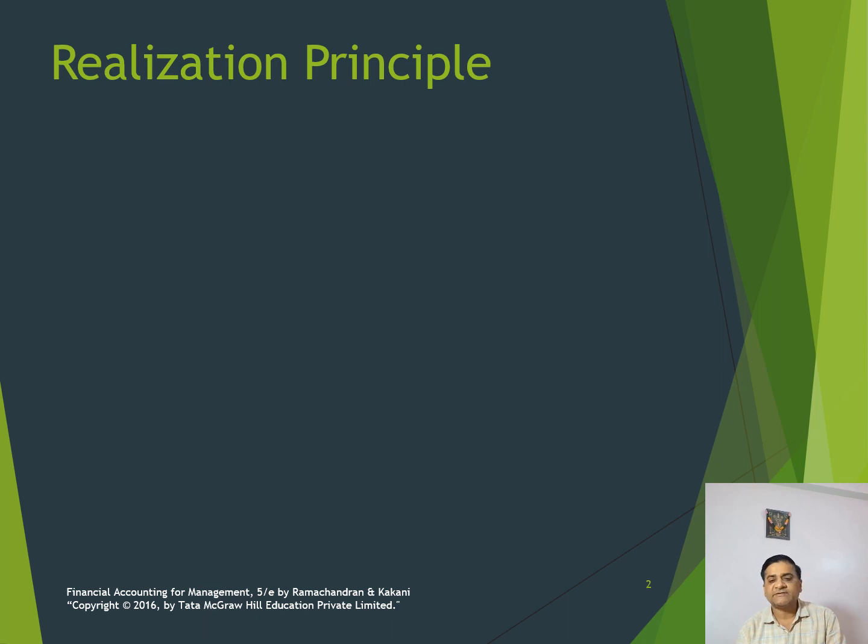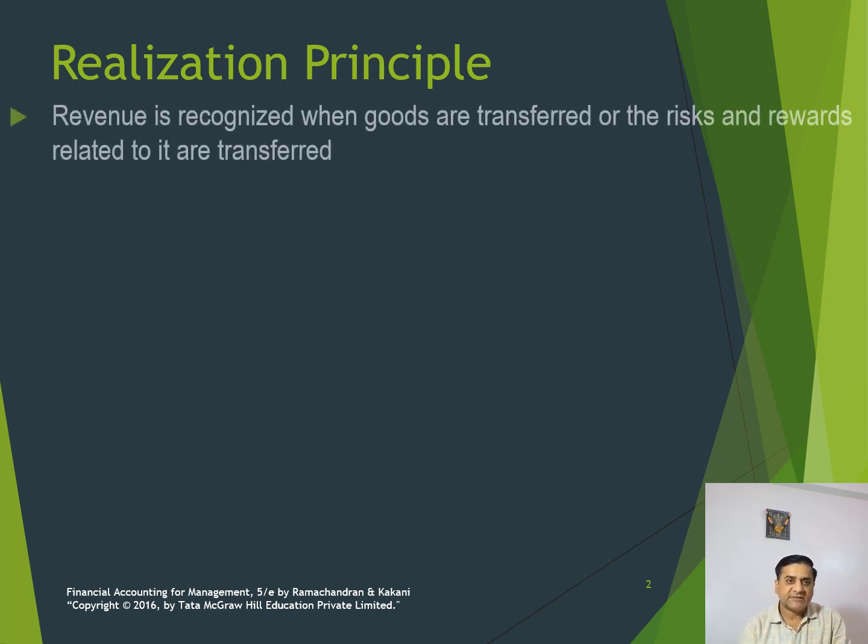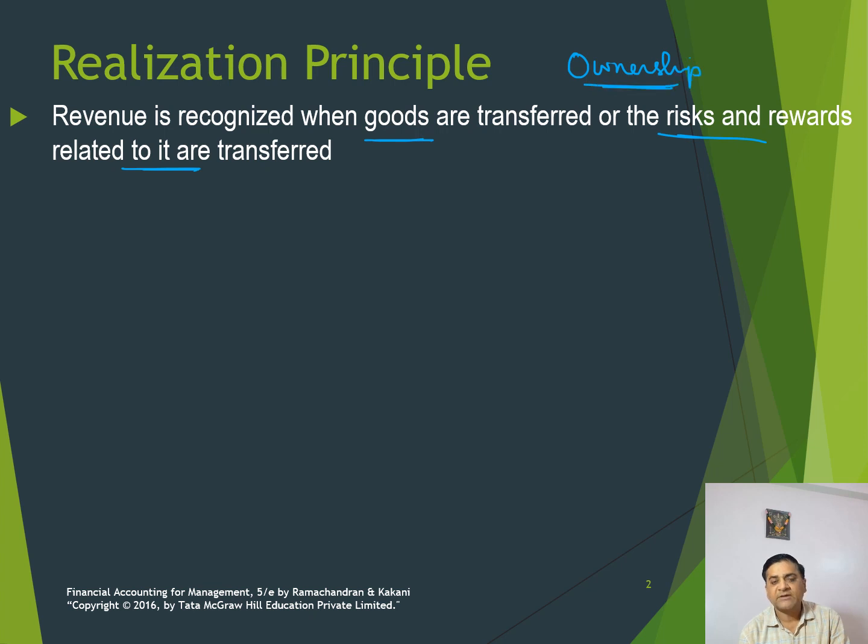The first is the realization principle. This talks about the timing when the revenue is said to be recorded in our books of accounts. It says that the revenue is recognized when the goods are transferred or the risks and rewards related to these are transferred, which means at the time of transfer of the ownership, we would say that the realization has happened or the revenue has been recognized in our books of accounts.